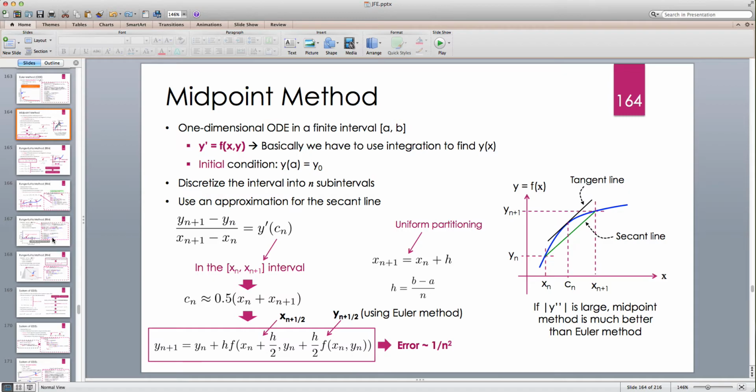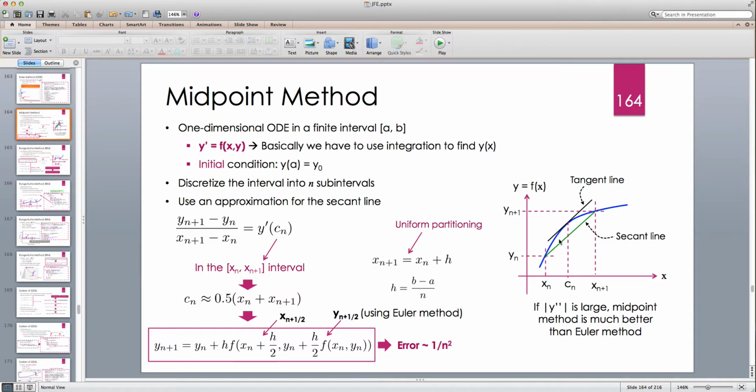But then we said that we can actually improve the error by making a better estimation of the y prime, right? And we said that one way is to look at the midpoint method, and that basically says that the slope of the secant line must be equal to the slope of the tangent line at some point inside the interval xn and xn plus 1. And obviously the reasonable choice is to approximate this point with the midpoint of the interval. So yn plus 1 is yn plus h times f of xn plus half, yn plus half. So xn plus half we can exactly calculate.